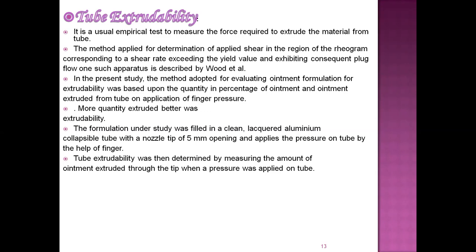The formulation under study was filled in a clean, lacquered aluminium collapsible tube with a nozzle tip of a defined opening, and pressure is applied on the tube with the help of the finger. Tube extrudability was then determined by measuring the amount of ointment extruded through the tip when the pressure was applied on the tube. This is how we do the tube extrudability test.